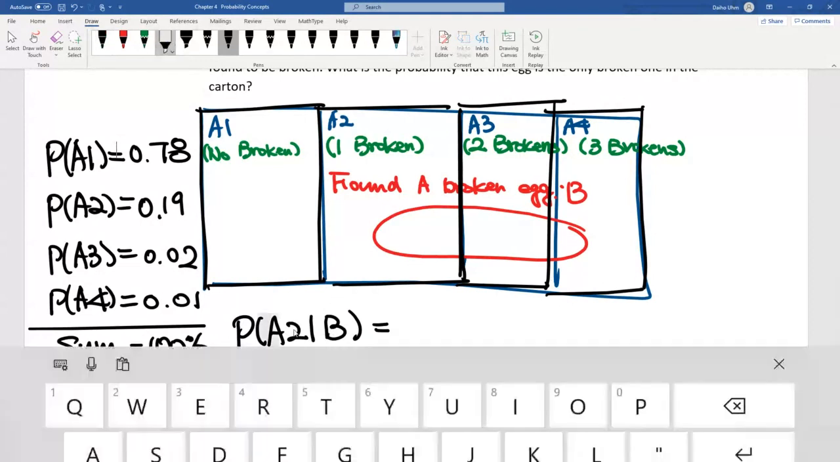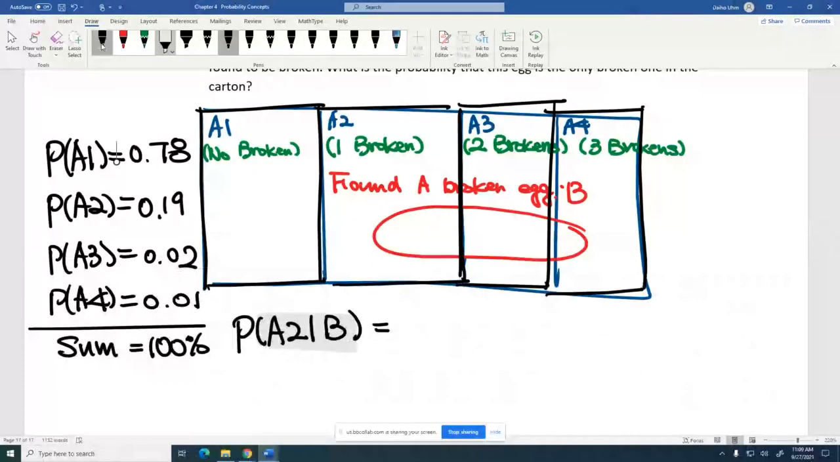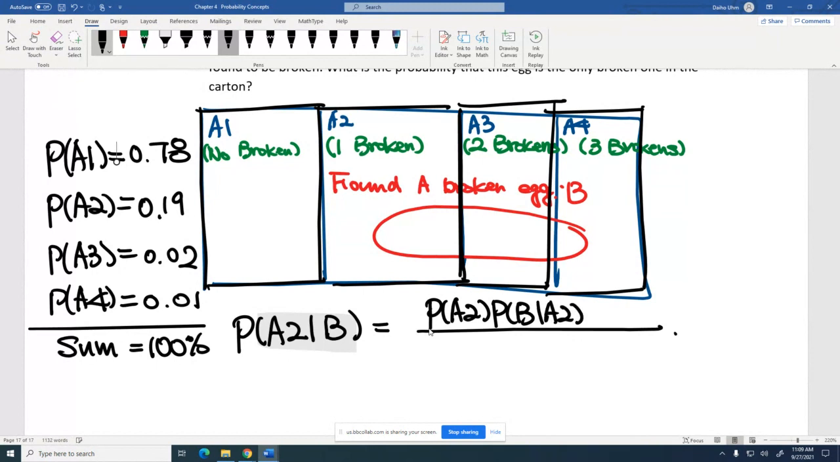A2 given B. You know, I told you when we need the probability A given B, and I suggest you please remember A given B, we have to apply the Bayes rule, right? So let me apply the Bayes rule. By the Bayes rule, it will be the probability of A2 times the probability of B given A2.